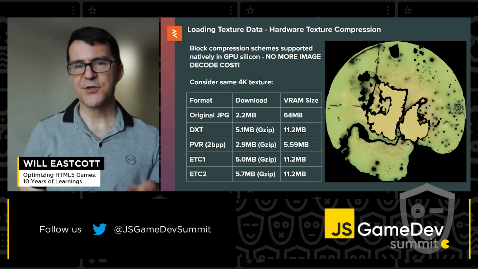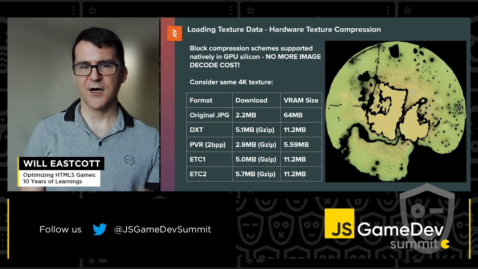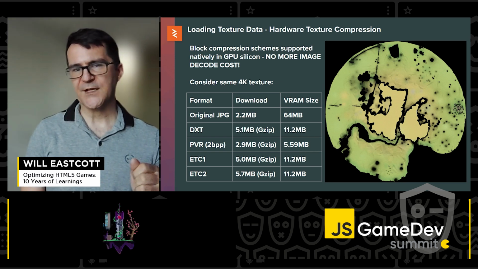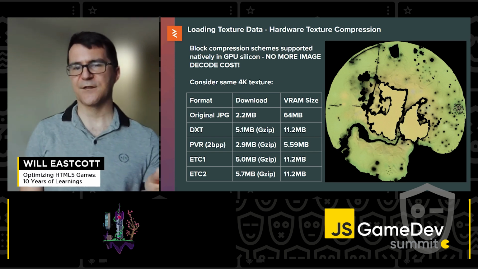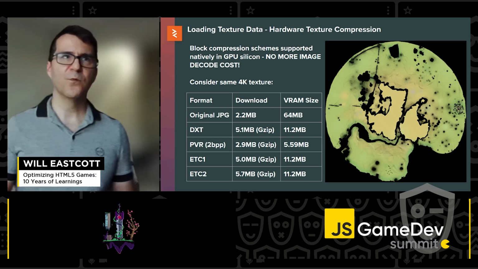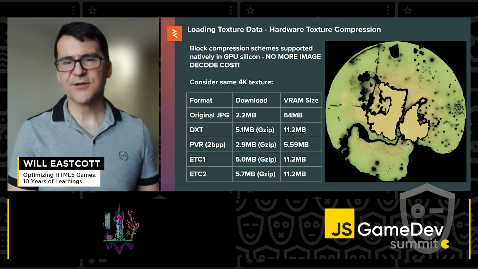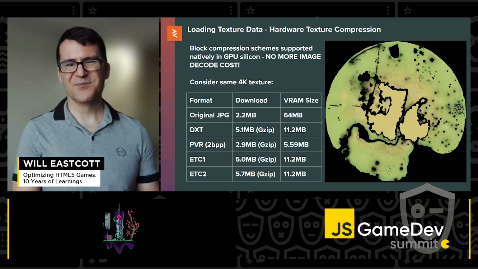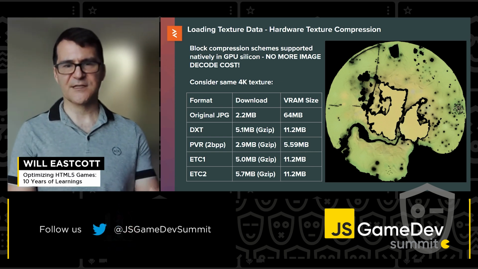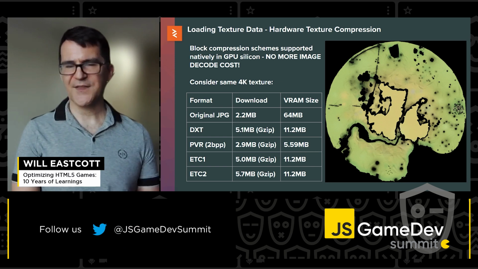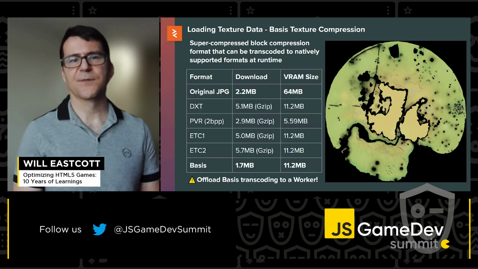Also, the amount of GPU memory used by hardware texture compressed data formats is between 1/5 and 1/10 of the original JPEG. So we're at least sure that we're not going to be crashing the browser tab anymore, but we are paying the cost for having to download large images, and that's a problem. So what can we do?